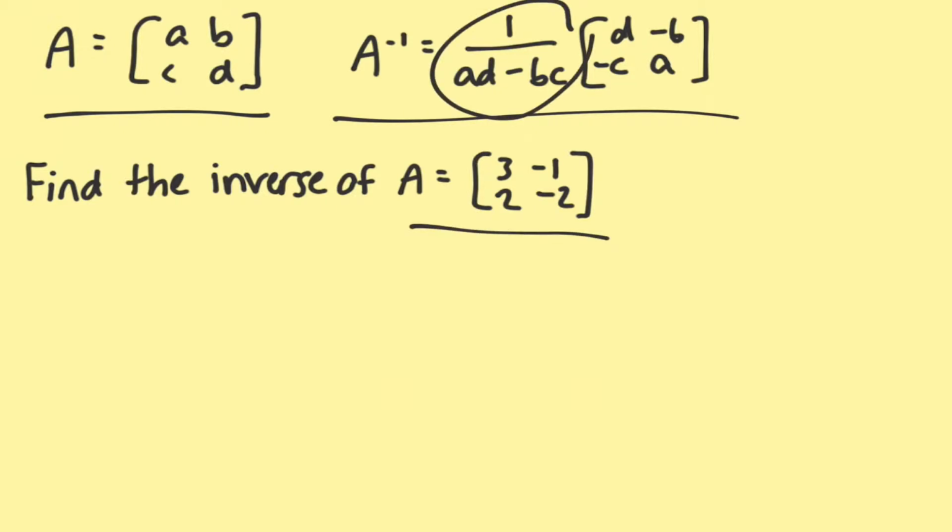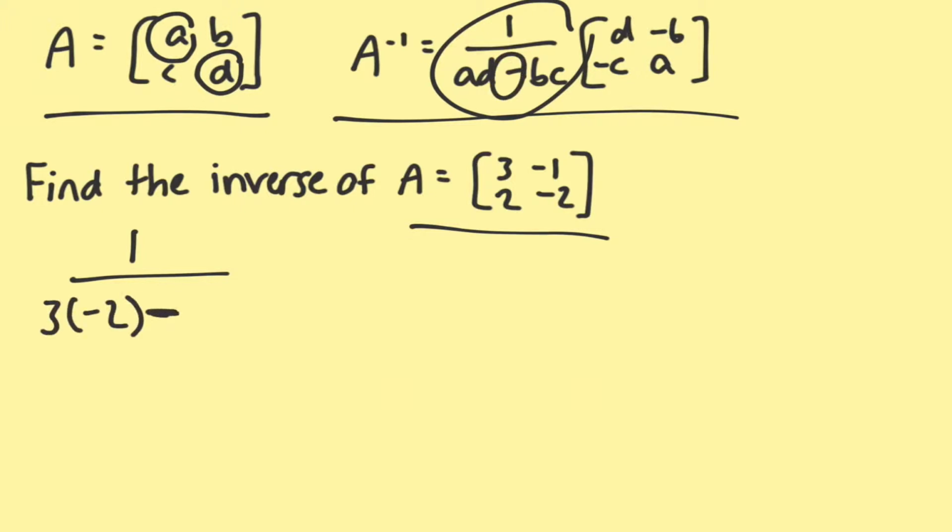So we have 1 over A times D. Look at the spots, A times D. So it's gonna be 3 times negative 2 here. Minus, don't forget that minus, B times C. So the other two diagonals, negative 1 times 2.